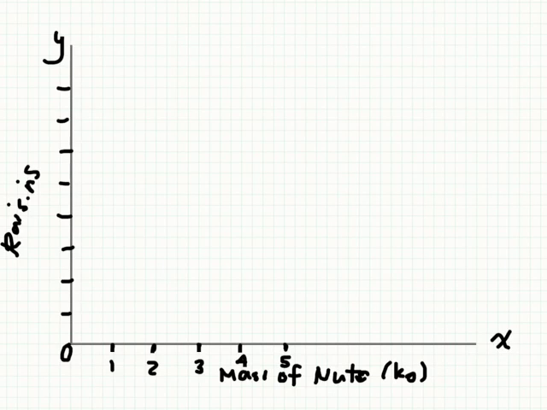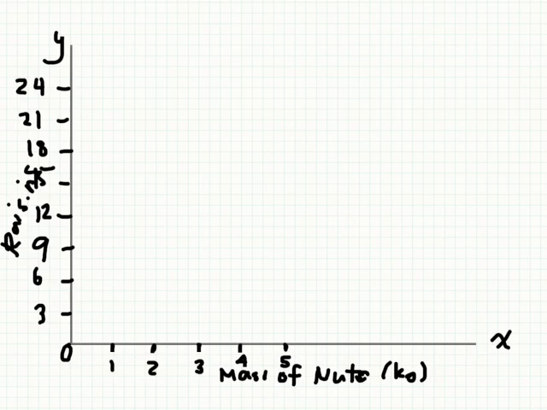Okay, so the scale I chose for the mass of nuts is 1. What scale would be a good scale to choose for the mass of raisins, my y-axis? Okay, we can count by threes. So 3, 6, 9, 12, 15, 18, 21, 24. What was the very first combination that we went with?